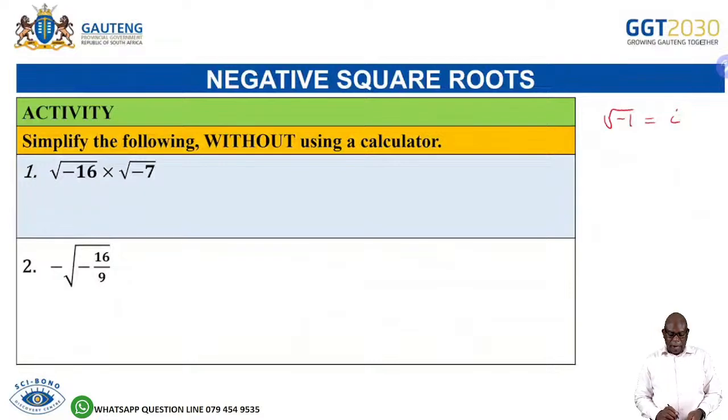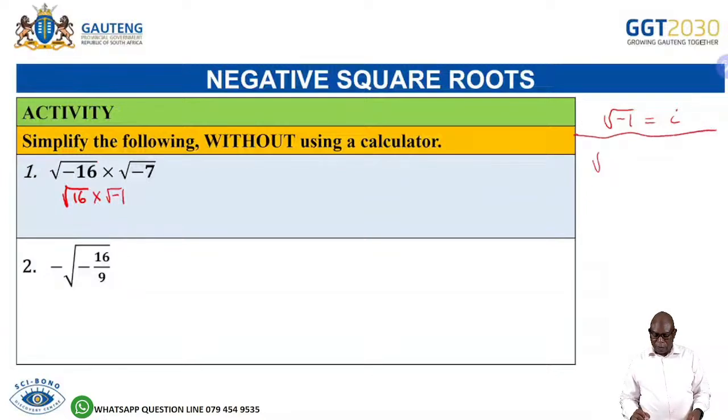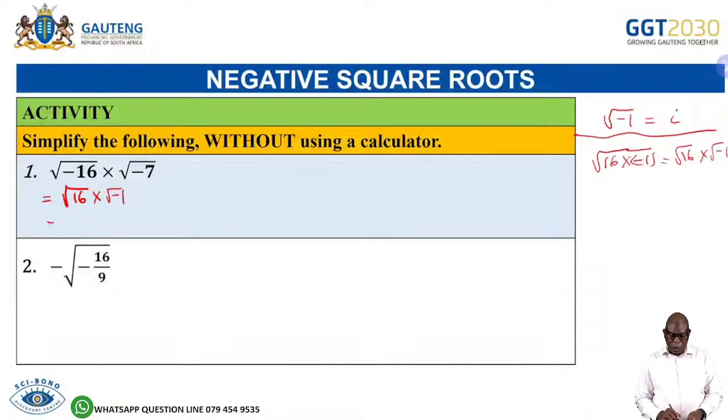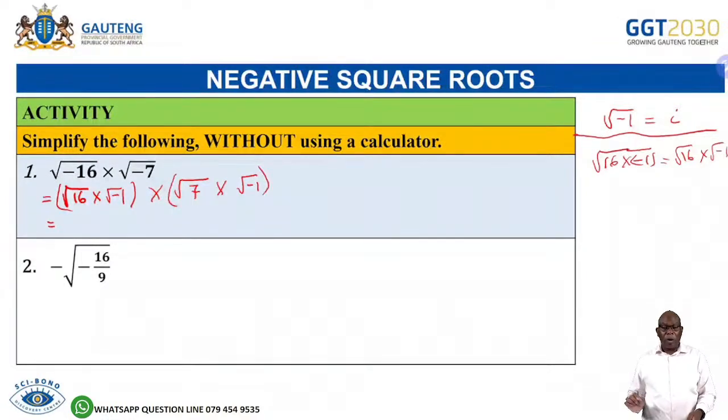Right, so which means if I want to do this, then I have to say that square root of 16 multiplied by square root of -1. If I break this down, I'm going to show it here. If I say 16 multiplied by -1, this is the same as square root of 16 times the square root of -1. That's how I've broken them down. Then we're multiplying it with, if I take square root of 7, I can also multiply it by the square root of -1. So in this case, what am I having?